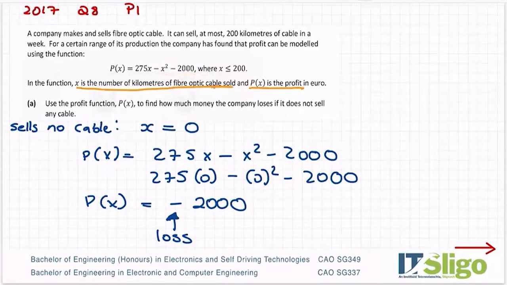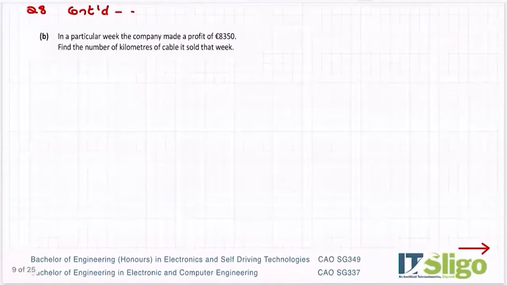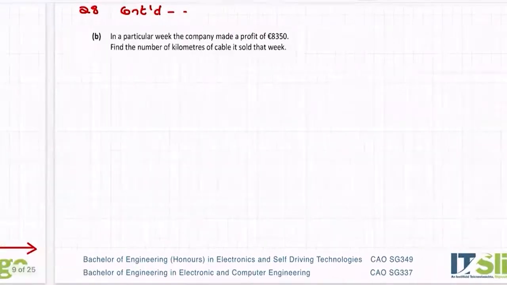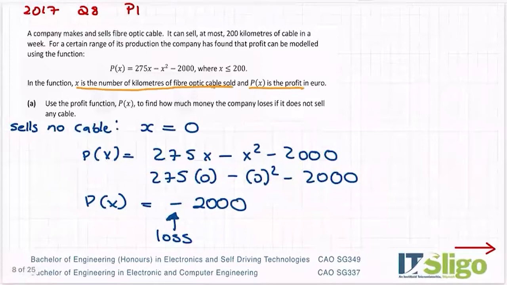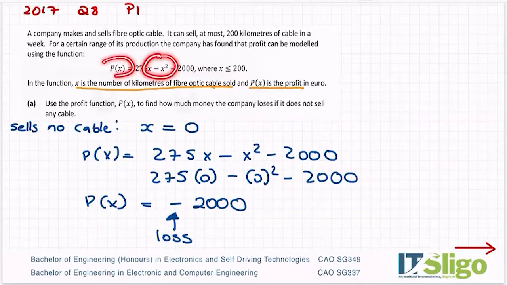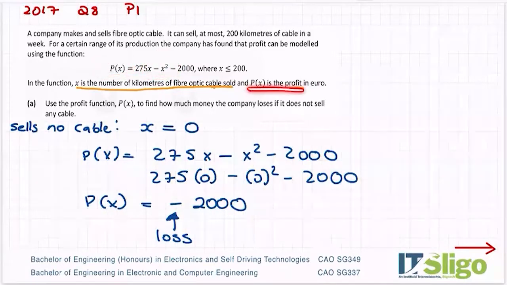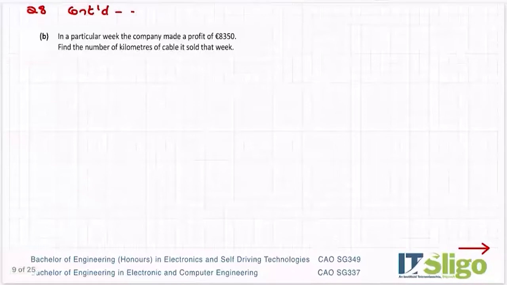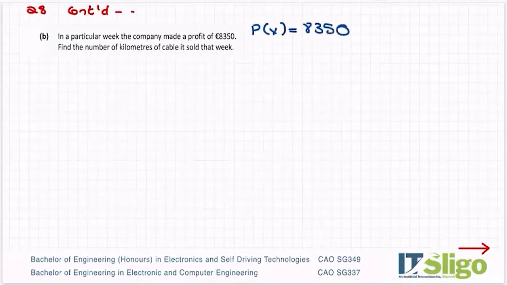So that's part A. Part B. In a particular week, the company made a profit of 8350. Remember we underlined what was profit. We've only two things in this: length of cable and profit. So if they give us a profit now, we know that P of x is equal to 8350.